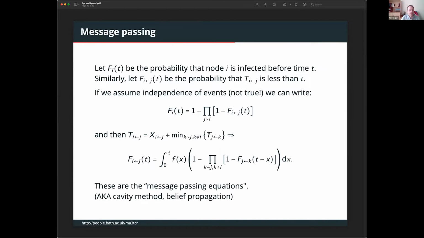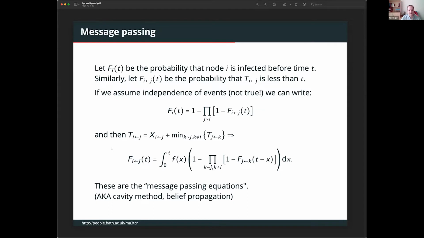And then the same thing happens when we look at the transmission events. It's a bit more complicated because we're not just taking a minimum, we have to add on something. So we end up with a convolution integral over the delay period. So this is the full equation. This is called the message passing equation that describes the relationship between when do I think j had infectious contact with k and compare that with when do I think i had infectious contact with j.